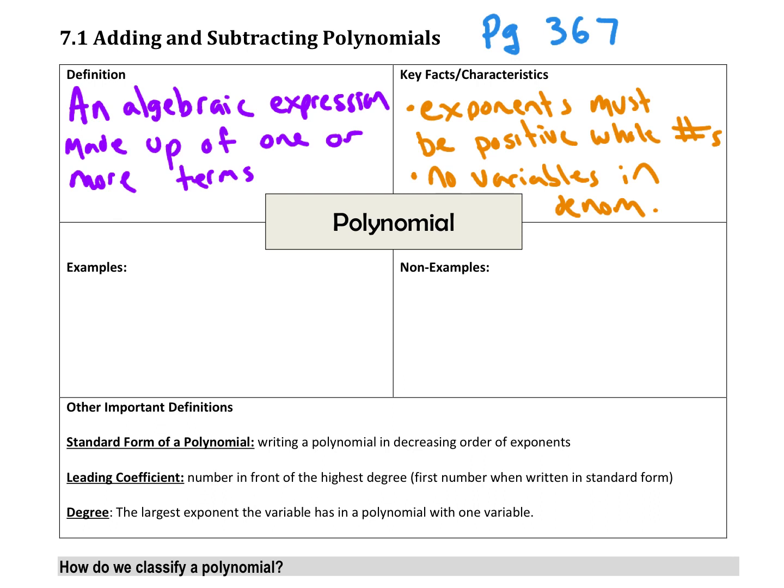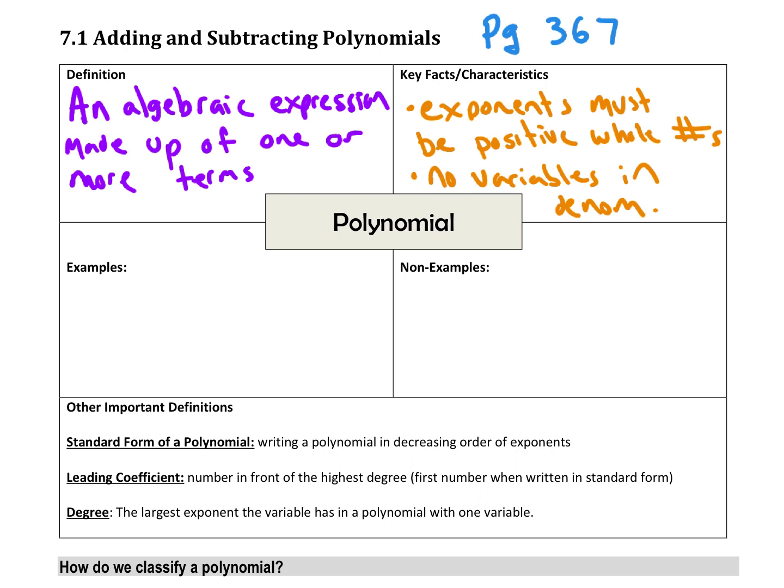A couple key things. Any exponents you see, they must be positive whole numbers. We'll see some examples here. And we're not going to have any variables in the denominator. So in order for something to be a polynomial, it's got to meet those two things. Okay, so what are some examples of polynomials?